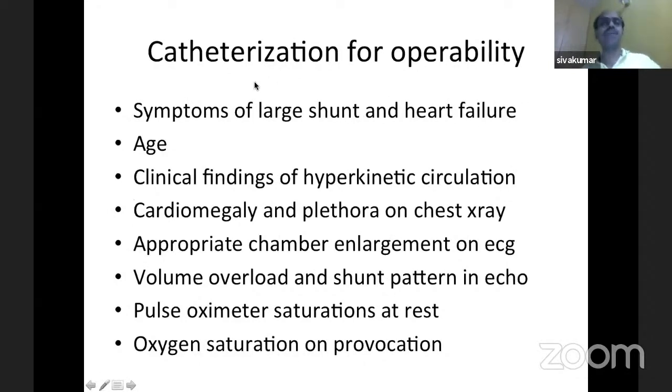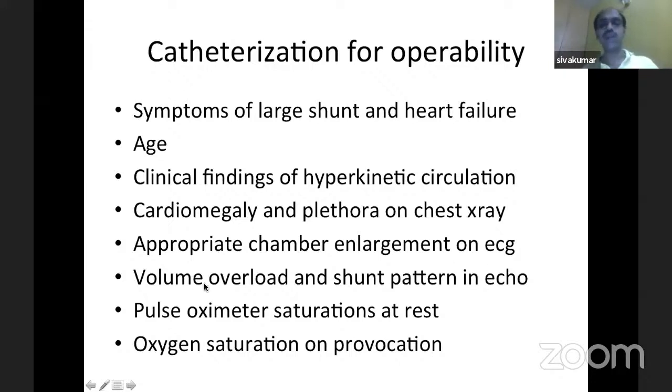Catheterization for operability, basically the principles that are used are, you look at the symptoms. If you are having symptoms, they are operable. You look at the age, younger age, they are operable. You look at the clinical findings, very hyperkinetic precordium, they are operable. Look at the chest X-ray, very large heart and plethora, they are operable. Look at the ECG, an appropriate chamber, left atrium and left ventricle are dilated in a VSD, they are operable.